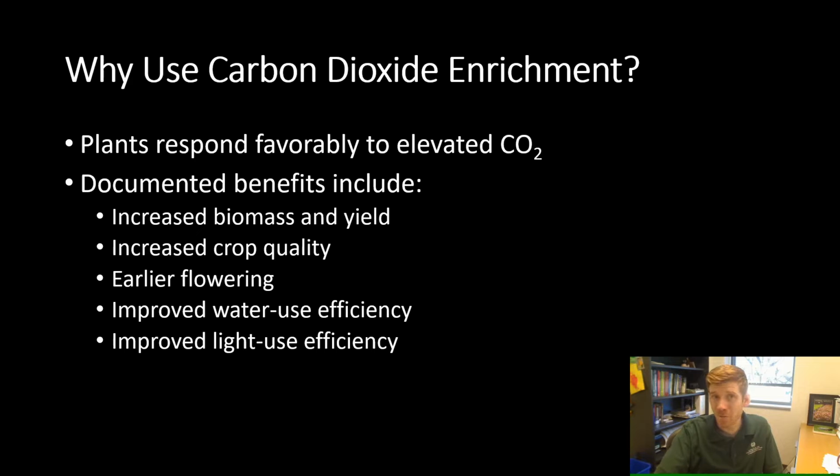Now, generally, it's been found that plants respond favorably to elevated CO2 concentrations in terms of photosynthesis and growth. Now, there have been many documented benefits to CO2 enrichment throughout crop production, including increases to biomass and yield, increasing crop quality, earlier flowering, improved water use efficiency, and improved light use efficiency.